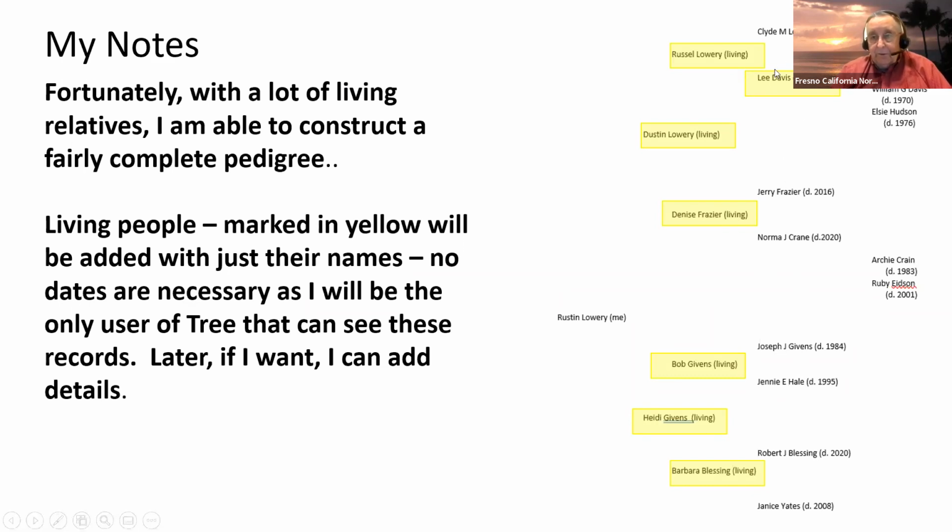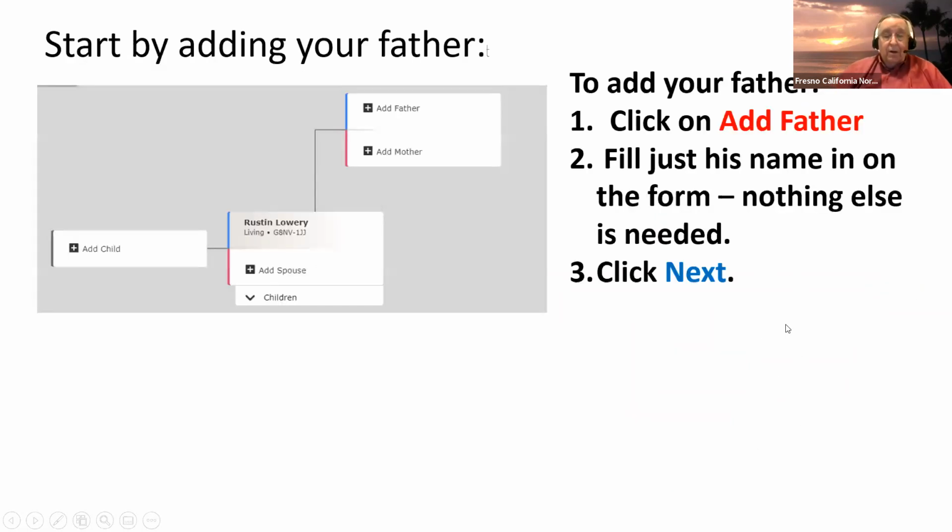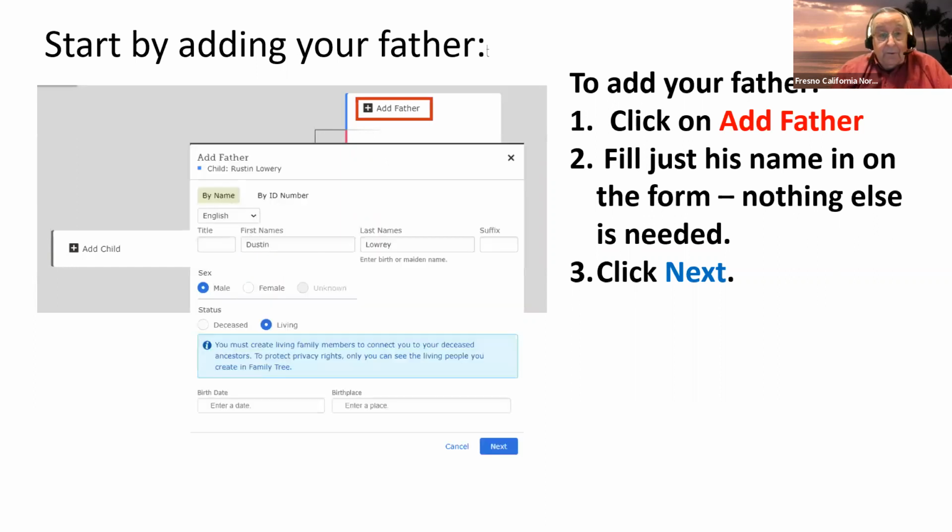And even the one great-grandparent of Rustin's, since this was made, has died. So really, the whole great-grandparent side of the family is deceased. Okay, we're on Rustin's page. We're going to click on Add Father. And we're going to just fill in his name and nothing else, because only Rustin's going to be able to see this, or somebody that's working as his helper in this case. And so we just put in Dustin Lowry.